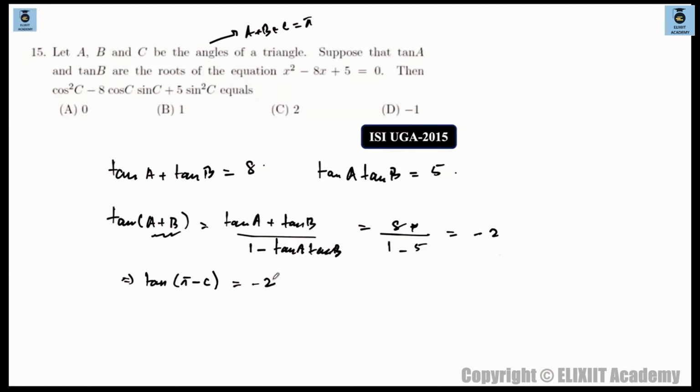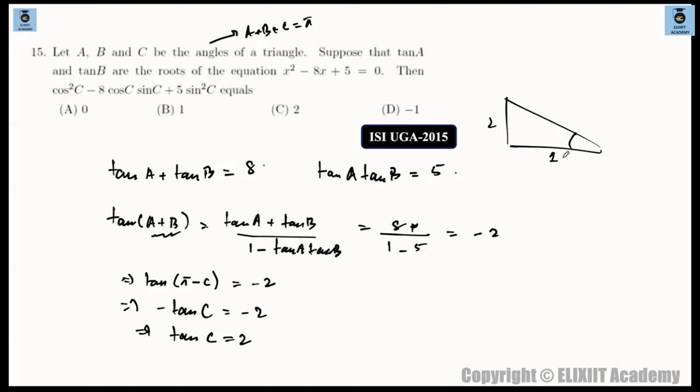So tan of pi minus C is minus 2, and tan of pi minus theta is minus tan theta. So tan C is 2. Okay, we have got the value of tan C. Once we have tan C, we can construct a triangle and figure out the remaining values. Tan C is perpendicular by base, which is 2, so the perpendicular is 2 and the base is 1. The rest you will get from here. The hypotenuse will be, sorry, root 5.